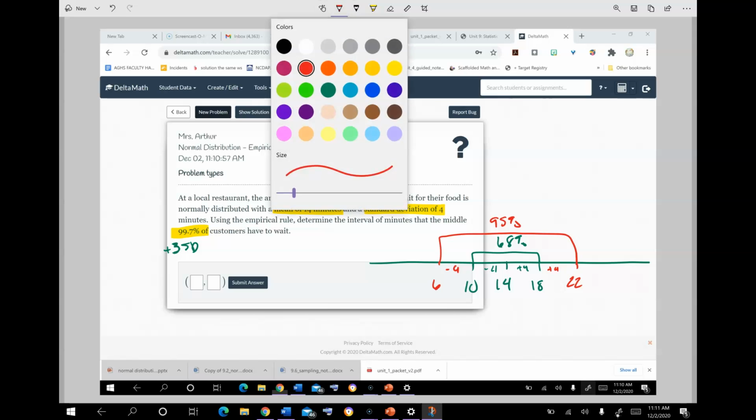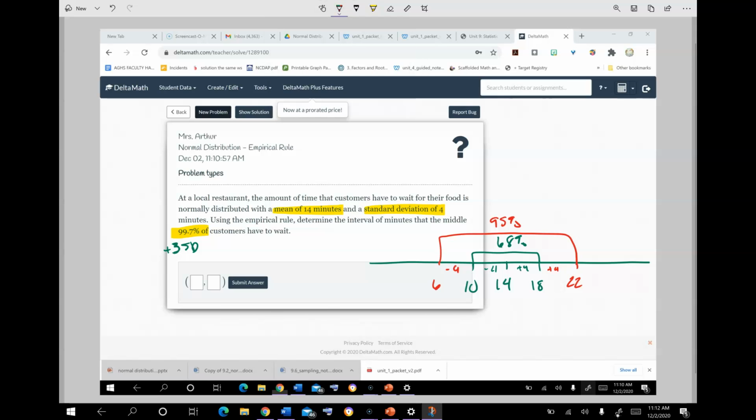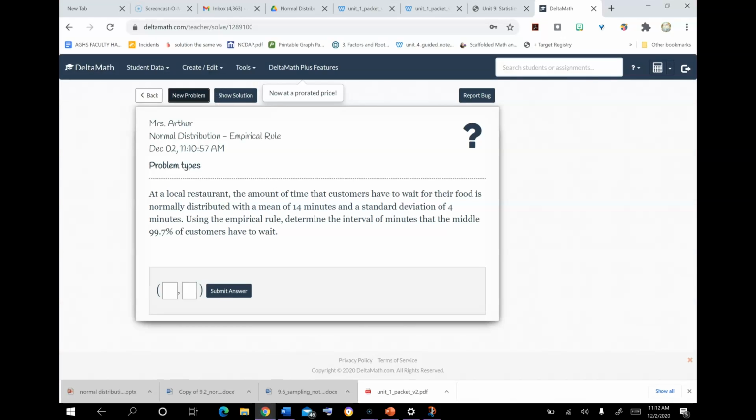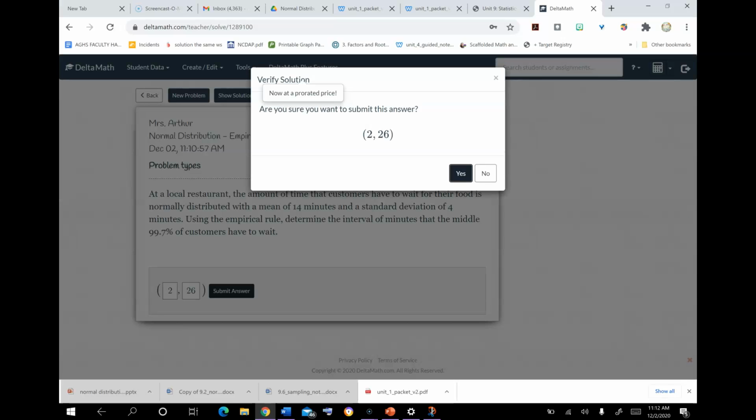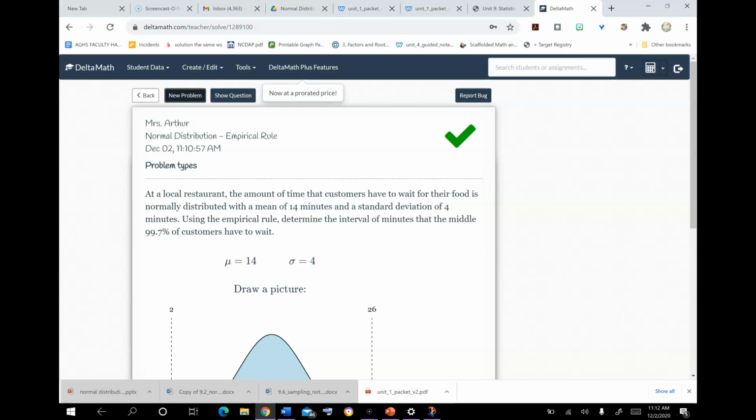Okay. Still haven't hit the 99.7, so we're going to subtract 4 again and get 2. We're going to add 4 over here and get 26, and that is going to be your 99.7%. So it's going to be between 2 and 26, okay? So 2 and 26 will be my answer, between 2 and 26. Hit yes, and you're done, okay?